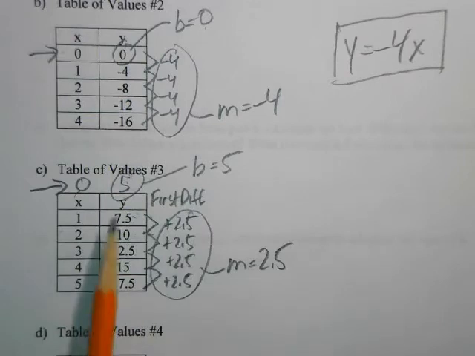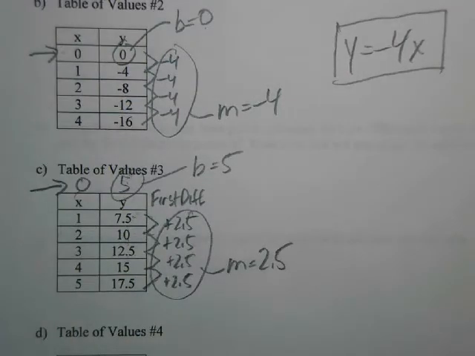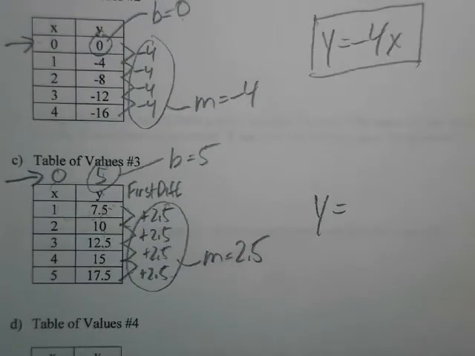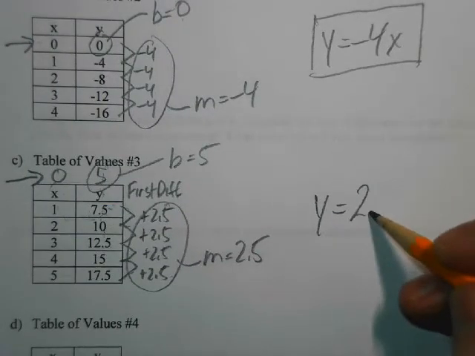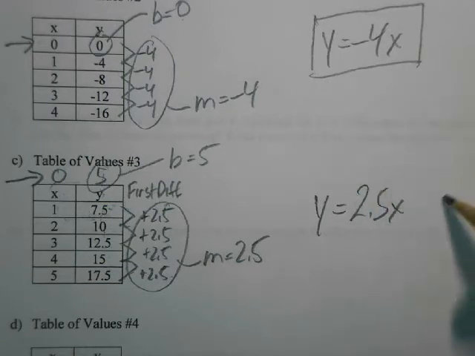Okay, so even if you don't have an entry for x equals 0, you will have to figure out what the first differences are, because that gives you the pattern, and then use that pattern to go back to where x equals 0. So in this case, we had to go back 1, so we had to subtract 2.5 from this entry to get 0.5. So now we can create the equation. y equals mx, so that would be 2.5x plus b is 5.